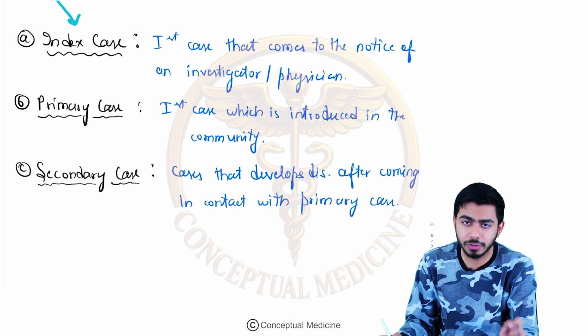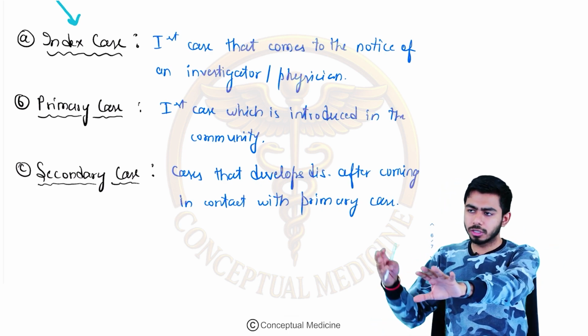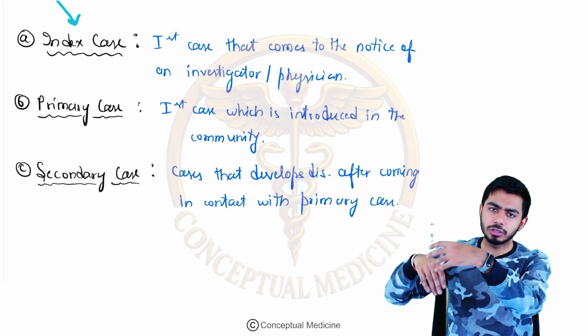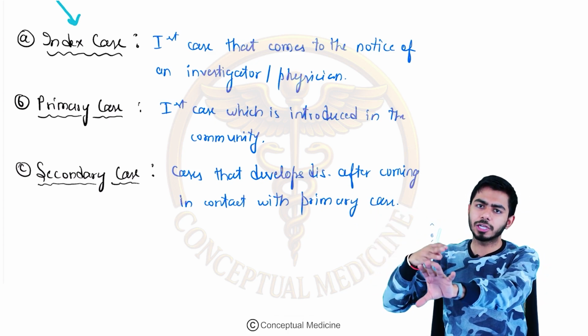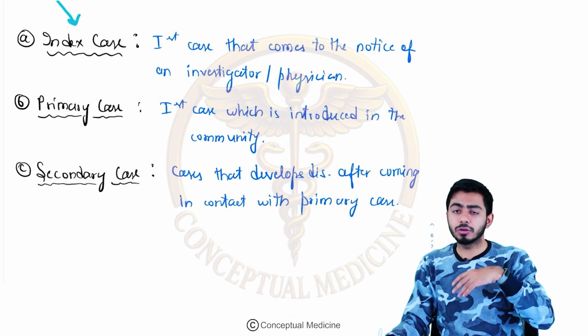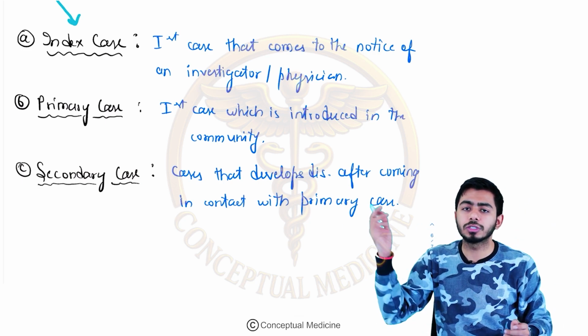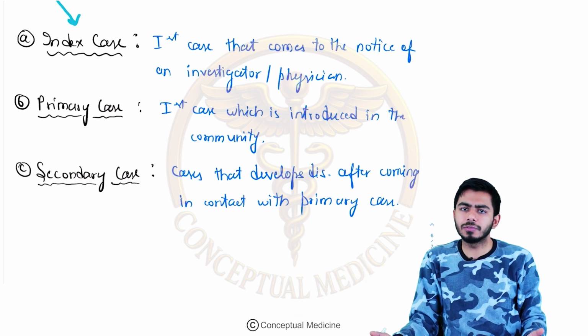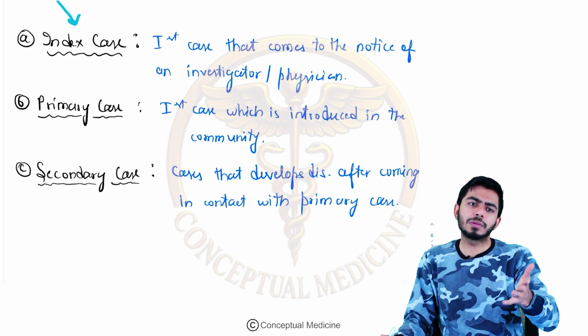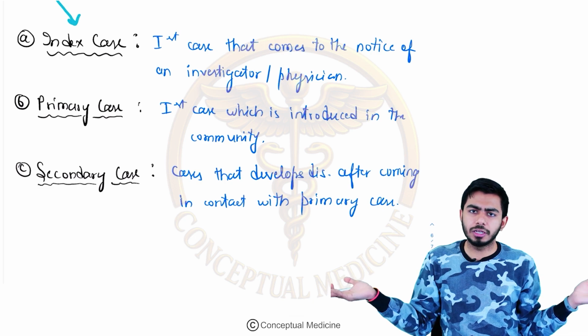What is primary case? The first case which comes in the community. From this first case, some other persons might get the disease, or this particular case can spread to other patients. For example, COVID-19: there could be one primary case, and from this primary case other patients were getting infected. Those were the secondary cases. However, it is very difficult to identify this was the primary case and these persons are secondary cases. Everybody seems like they are secondary cases only.